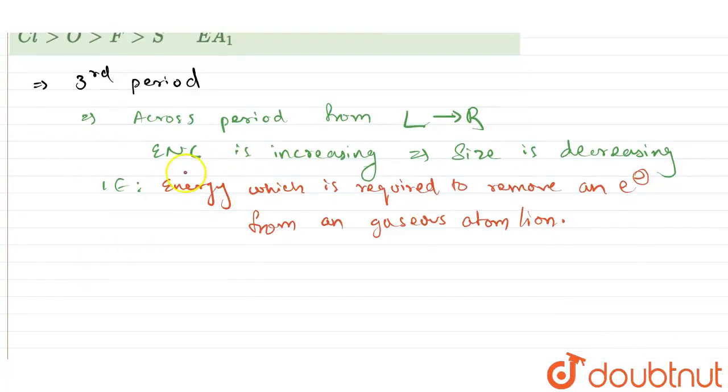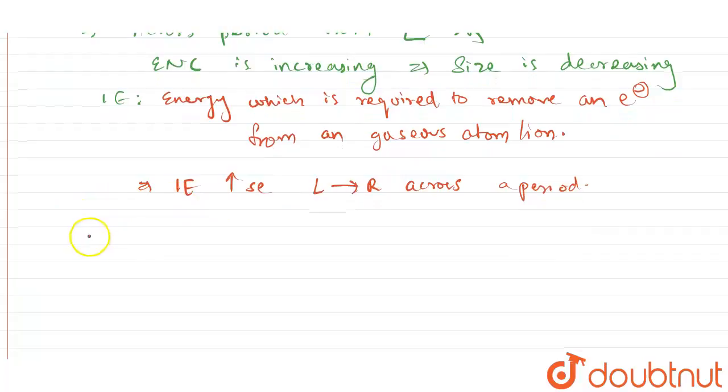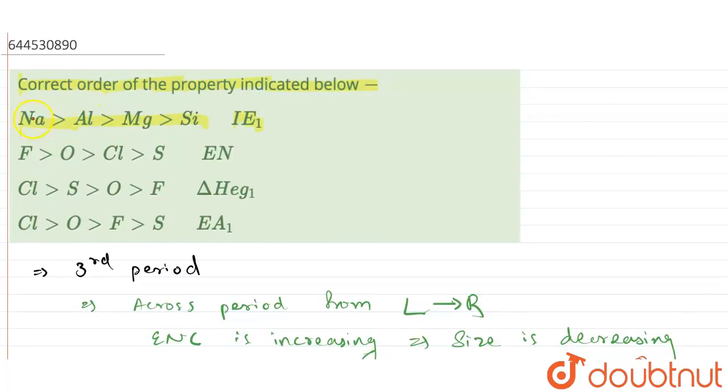But since the effective nuclear charge is increasing on the atom, this will imply that ionization energy is increasing when we go from left to right across a period. So therefore, the order for this question would be sodium less than magnesium, then aluminium and silicon. So option A will be the incorrect one because the order should be reversed.